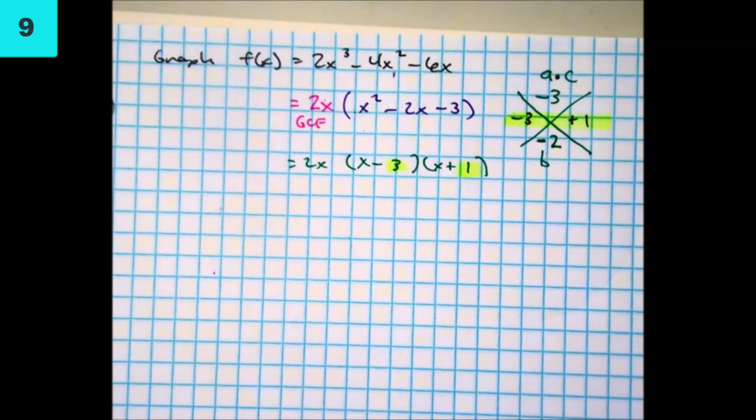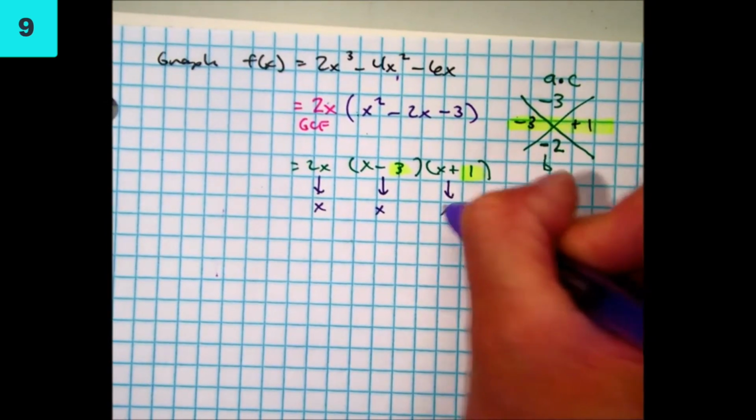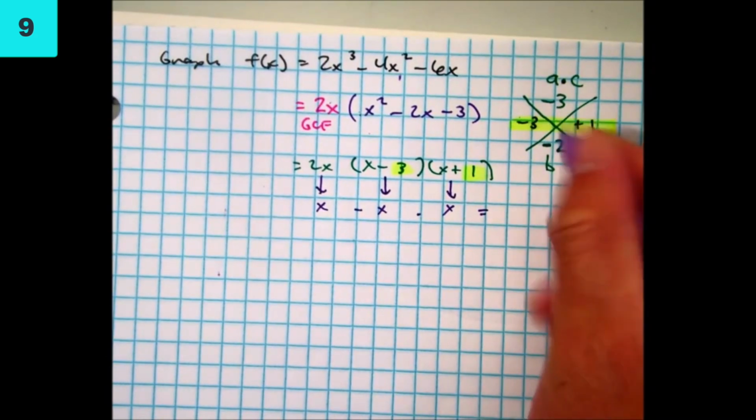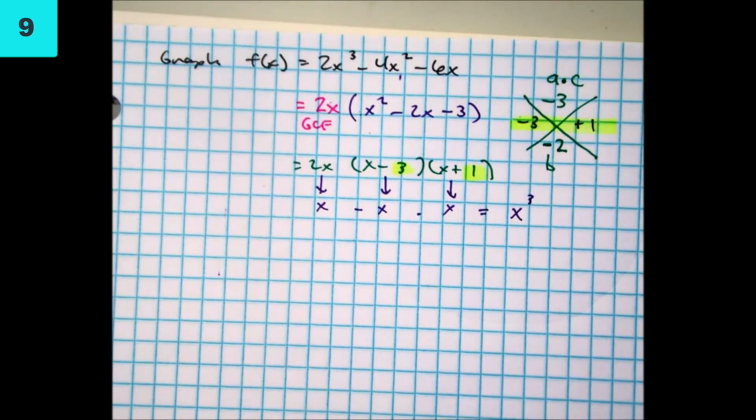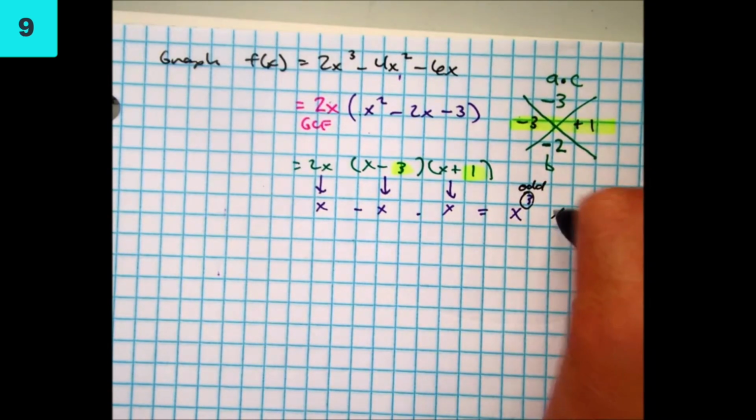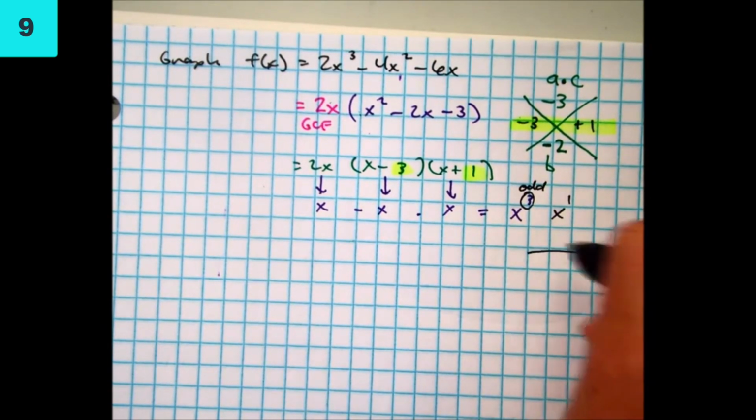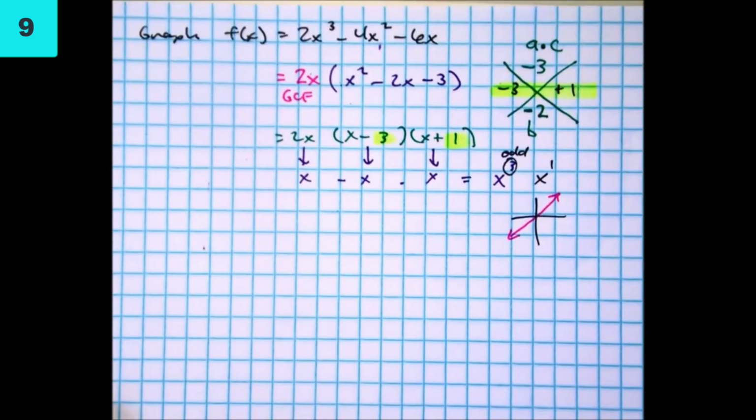Class, is this factored now? Yeah, that's the only difference from yesterday's lesson. So now it's factored. Now I'm just going to get a basic graph. I got an x, and x. Class, that means my basic graph is going to be cubic. Odd or even? Odd. What's the easiest one we know? So I'm going to start down and up. That's what my leading coefficient tells us.